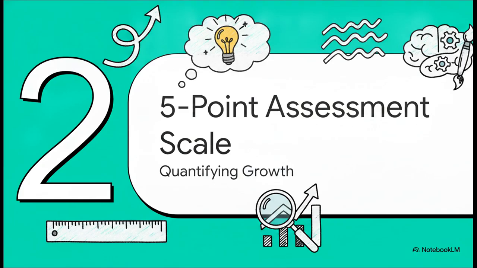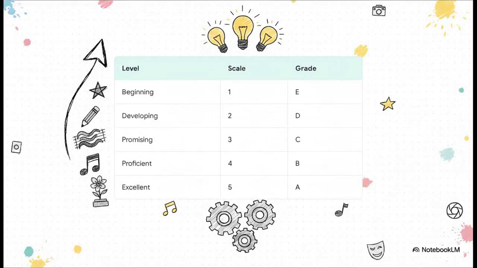So, how do we actually put a number on this qualitative journey? That brings us to section 2, the 5-point assessment scale. The source text gives us this definitive, standardized 5-point scale that teachers can use to score rubrics across all artistic activities. It's a beautifully simple way to translate growth.